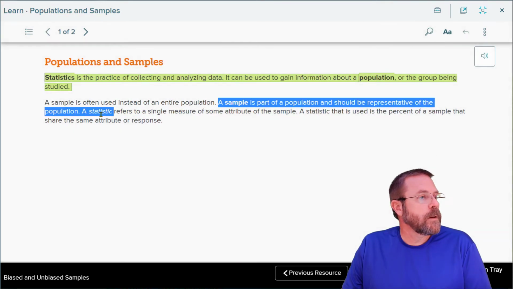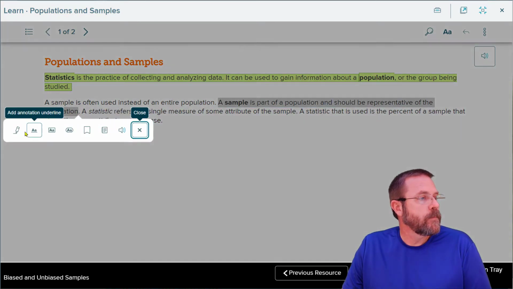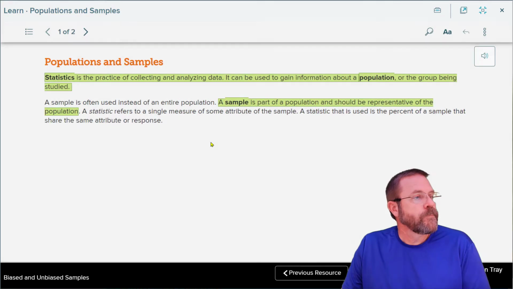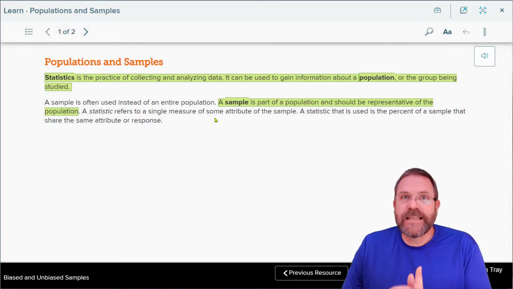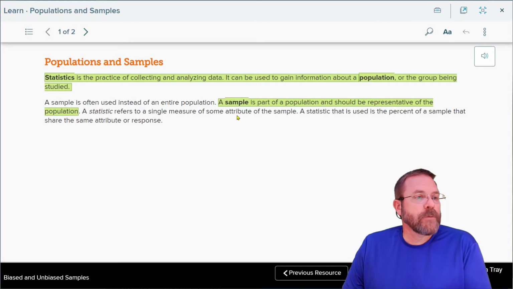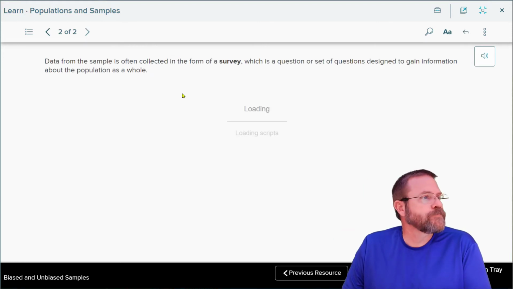And we'll only highlight what we want highlighted. There we go. A statistic refers to a single measure of some attribute of the sample. A statistic that is used is a percent of the sample that share the same attribute or response. And we're going to get into that a little bit more to help you understand it better.